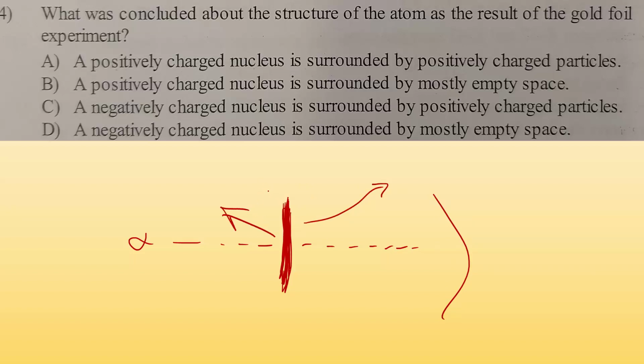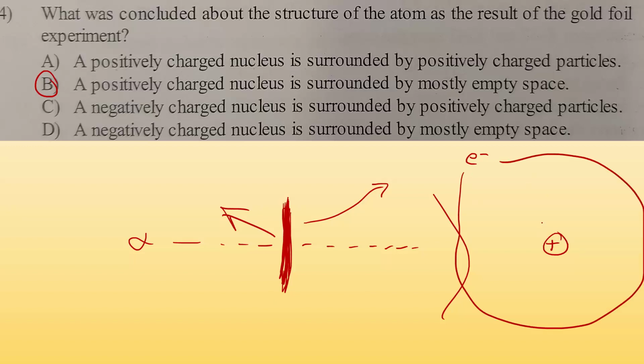So what they were able to conclude based on that is that we have a positively charged nucleus surrounded by mostly empty space, which looks like choice B, right? So that's how we know. The only way that works is if we have this positive nucleus and then we have mostly empty space in the atom. This is all empty, right? Cool.